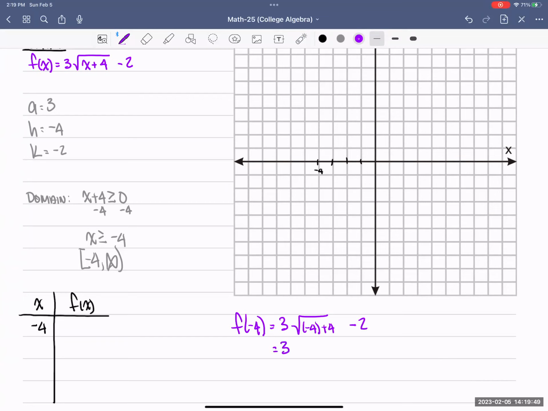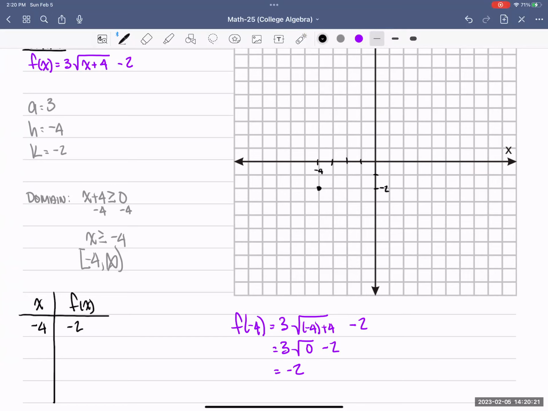So we have 3 times the square root of -4 plus 4, which is 0, then -2. The square root of 0 is 0, times 3. This whole part ends up being 0. So our output is -2. So we come down here to -1, -2. And that's our very first point.